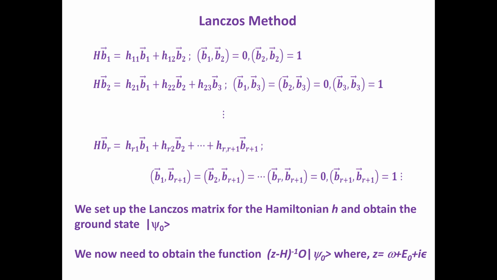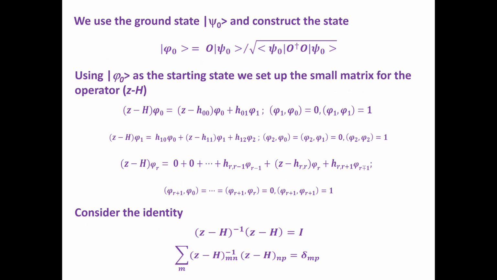Now, we obtain the ground state first, and then we want to know how to calculate the nonlinear optical property or the frequency dependent property. For that, you first get the ground state using the Lanczos algorithm. Once you get the ground state, you form the function phi 0, which is O times psi 0, divided by the normalization of phi 0. So you normalize phi 0 and then you get this function.